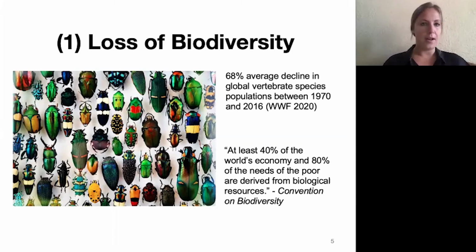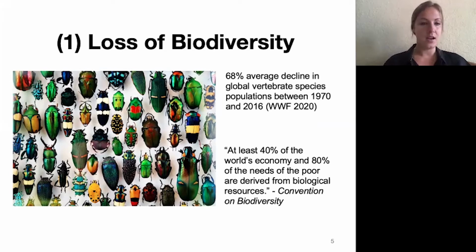Earlier this year, the World Wildlife Foundation's Living Planet report was published, and this gives an overview of the state of the natural world. It tracked over 21,000 different species between 1970 and 2016. The study revealed that there was a 68% average decline in global vertebrate species populations between these years, 1970 and 2016. Even more significantly, wildlife populations in freshwater habitats fell 84%. This loss of biodiversity is irreversible.